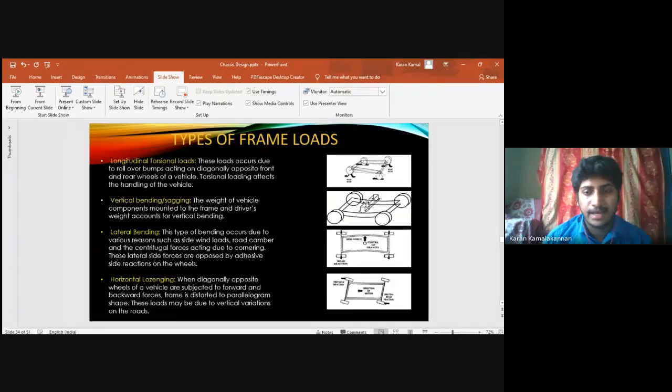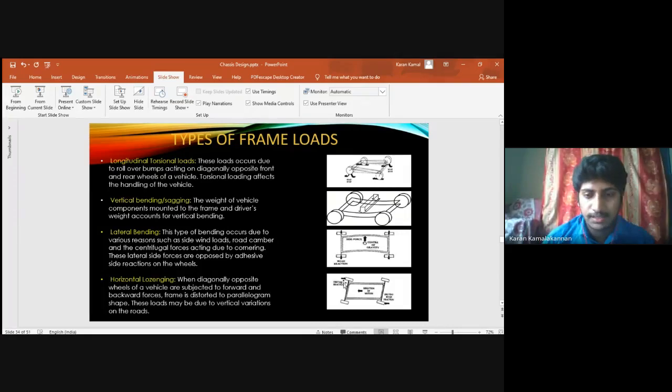And vehicle bending and sagging, this is due to the weight of the components over the curb area. Okay, curb weight. Sorry, not curb weight, this is the sprung weight. So this is the weight of the vehicle components mounted onto the frame and the driver, which causes vertical bending. Sagging is nothing but sagging due to the load. And lateral bending, while turning or cornering, we will experience a shift in the CG towards the side where the load is more. In such a case we will experience some force in the member. That is called lateral bending.